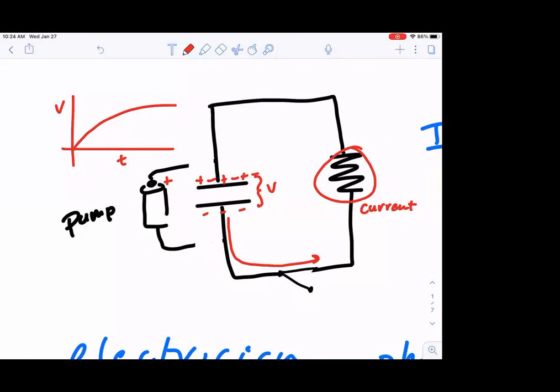So if this resistor were a light bulb, you would have the light bulb glowing for a while, but after the capacitor becomes in equilibrium again, then the light bulb stops glowing. Oops, it really stopped glowing now. This is different than a battery. A battery has chemicals where as long as they keep reacting, the current will keep flowing.